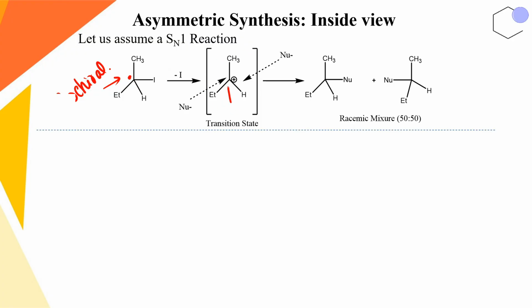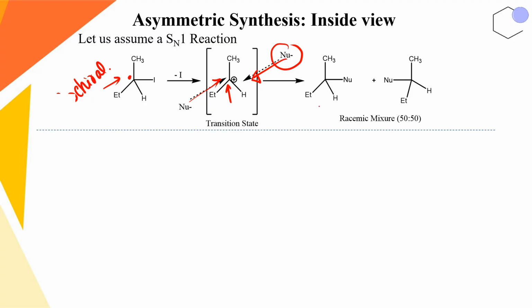This is the sp2 carbon right now. A carbocation has been formed now, and this particular carbocation is a planar one. Now the nucleophile has two options. It can come from the bottom end, or it can come from the above end. So if there is no chiral influence, then the probability to come from the bottom end and the above end is the same.